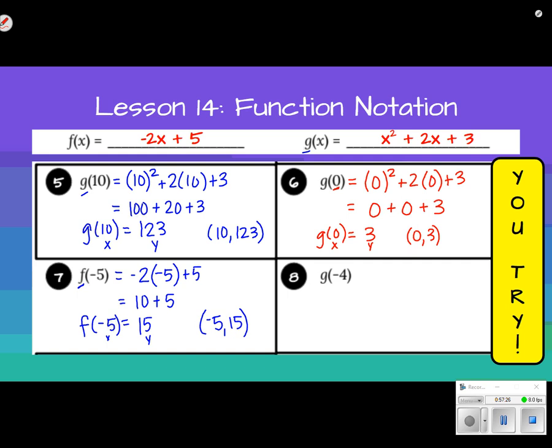Let's look at g of negative 4. So I'm just going to keep using that, except I'm going to plug in negative 4 into g of x. So I'm going to make sure I have my parentheses. Do you have parentheses? All right. We're going to square. Negative 4 squared is 16. 2 times negative 4 is negative 8. Plus 3. 16 minus 8 is 8. 8 plus 3 is 11. So that is g of negative 4. There's your x, there's your y. So negative 4, 11 is a point on that function.